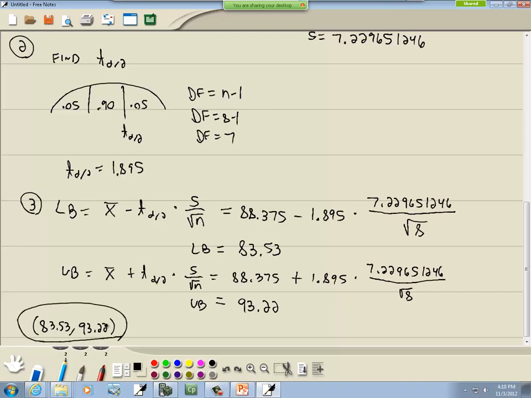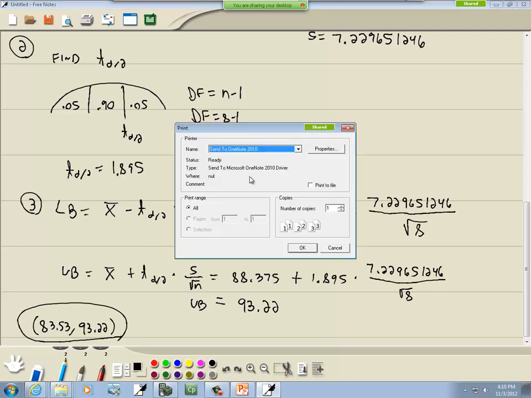Now let me jot that down somewhere. How can I not have any paper in my room here? That's a rhetorical question. Let's see. 83.53, 93.22. It'd be a miracle if I didn't screw up somewhere in that calculation. Okay, so let me save this, and then let's look at it on the calculator.